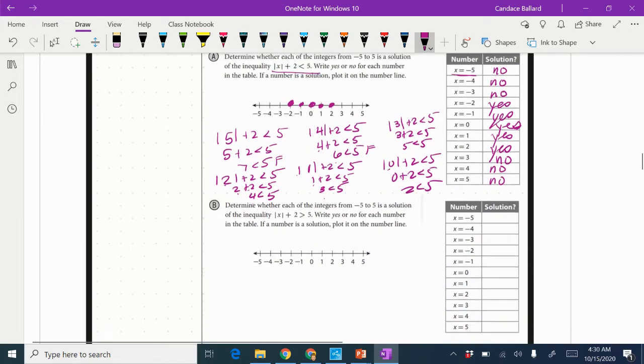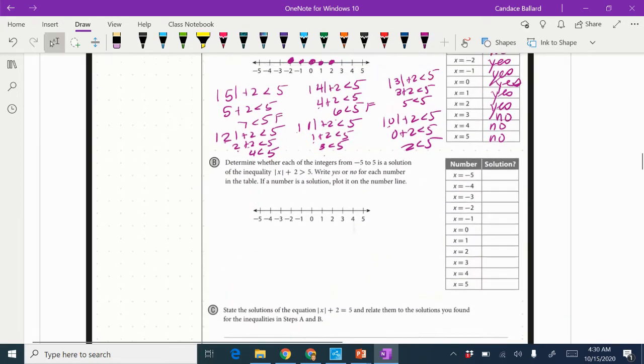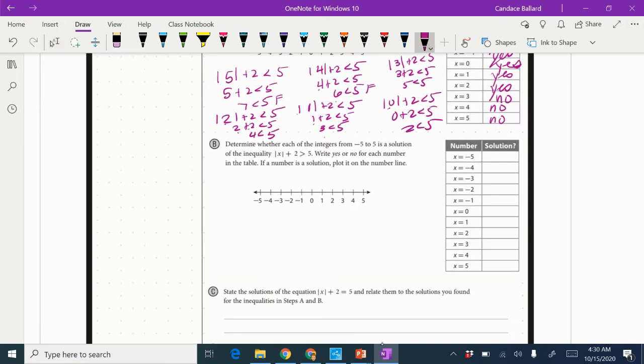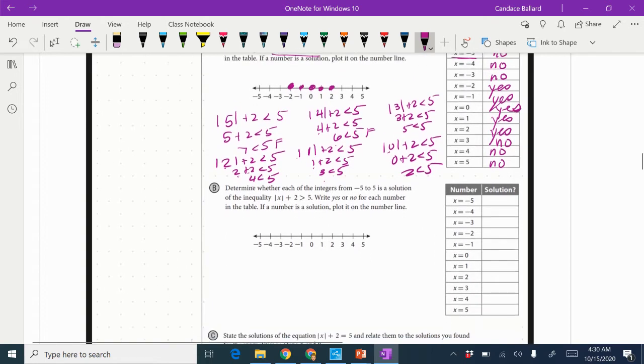Okay, let's look at the next one. They flipped it on us. It's now greater than 5. So you'll notice it's almost the same statement. I'm going to get the same values I got up here, only I'm flipping the sign. So let's look at that. I'm going to prove that I get the same values, and then I'm going to use those values from up there.